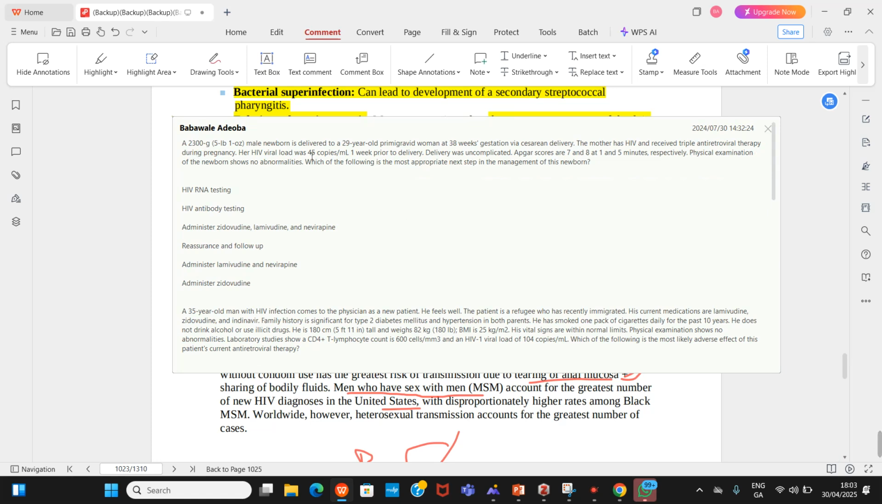This is a 2.3 kg male delivered to a woman at 39 weeks via cesarean section. The mother has HIV and she has received triple antiviral therapy during pregnancy. Viral load is 45 copies 1 week prior to delivery. Delivery was uncomplicated. Physical examination of the newborn shows no abnormality. Which of the following is the most appropriate next step in the management of this newborn? Administer zidovudine.